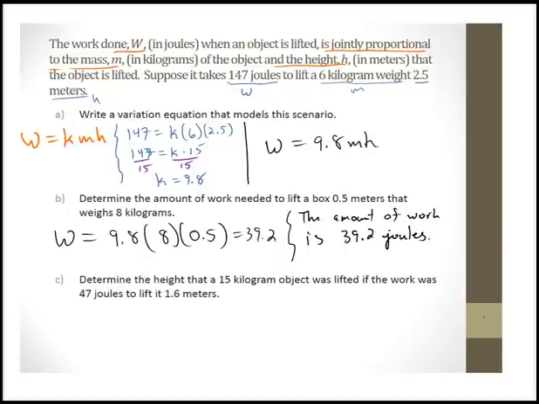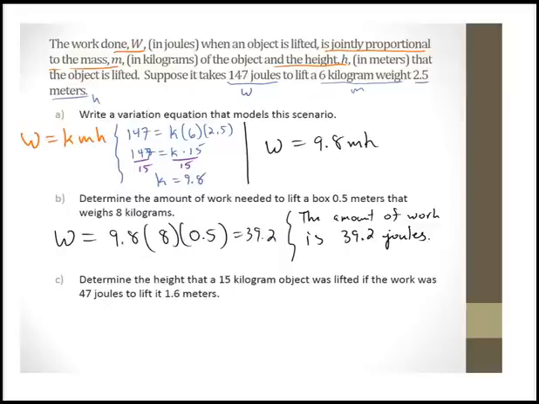Determine the height that a 15 kilogram object was lifted if the work was 47 joules to lift it 1.6 meters. So 47 would equal 9.8, that's the K value, times 15, that's the mass, the weight, to lift it 1.6 meters. That doesn't make any sense.